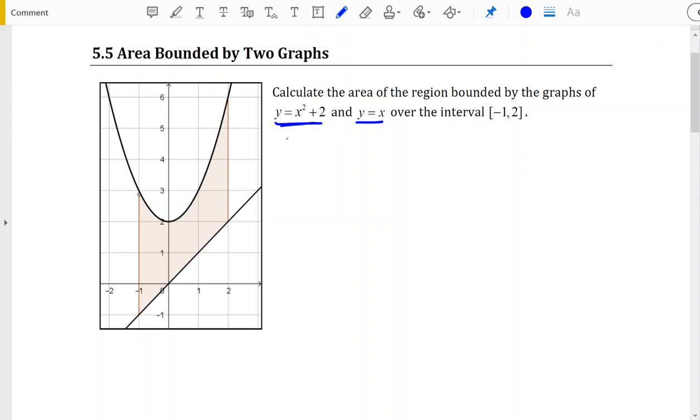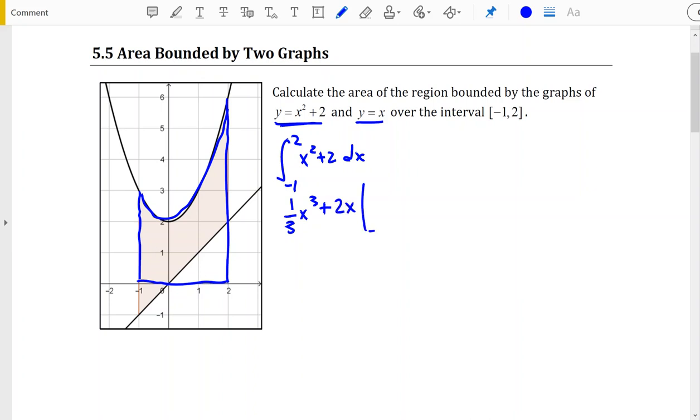So if we wanted to try and calculate this area, we could possibly approach this by breaking it up into regions that we do know how to find the area of. And the blue shaded region here is represented by the definite integral from -1 to 2 of our parabola. And we know how to calculate that. Our antiderivative is 1/3 x cubed plus 2x, and we're going to evaluate it from -1 to 2.